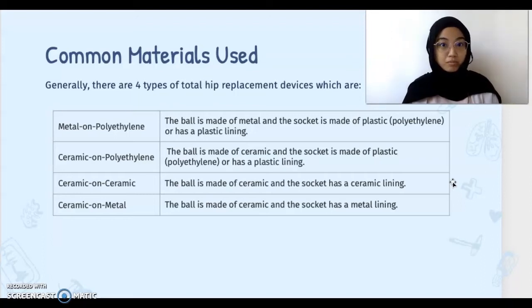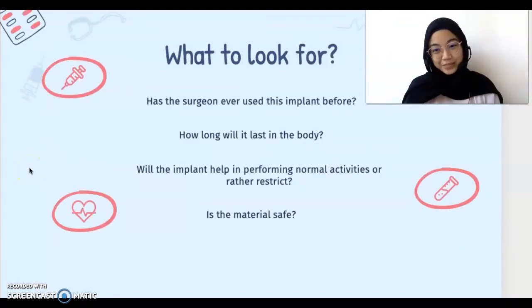Secondly is ceramic on polyethylene, which means that the ball is made out of ceramic and the socket is made out of plastic or has a plastic lining. Third is ceramic on ceramic, which means the ball and the socket is ceramic, or the socket has a ceramic lining. And lastly is ceramic on metal, which indicates the ball is made out of ceramic and the socket has a metal lining.